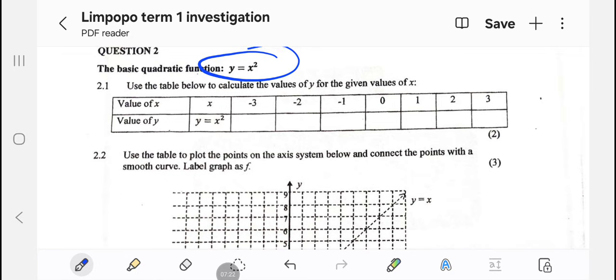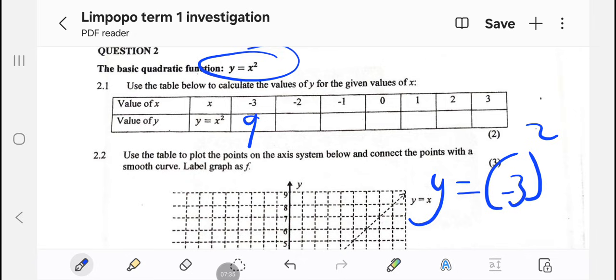2.1. The basic quadratic function. So we're completing the table. y is equal to x minus 3, squared. Then we'll get 9 here. Here we get 4, then 1, then 0. We have 1, we have 4, and we have 9. Those are our values.